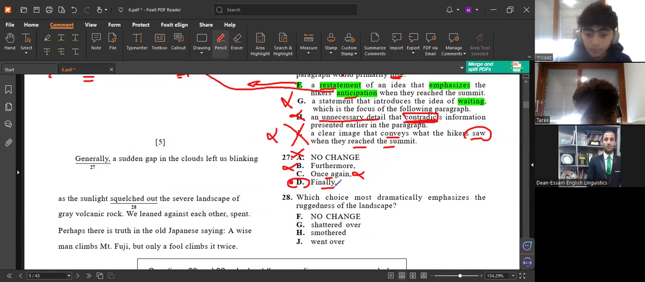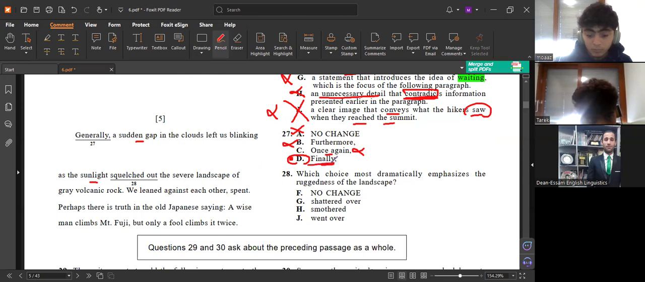Did you catch it? That's why. A sudden gap in the clouds left us blinking at the sunlight to see the scorched, severe landscape of gray. So at the end, we see the sun, we see the landscape. But it is the final action happening, and at the same time, it's the last paragraph. So you expect something like at last, finally, conclusion, to sum up.